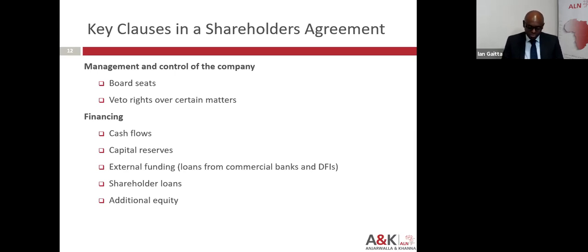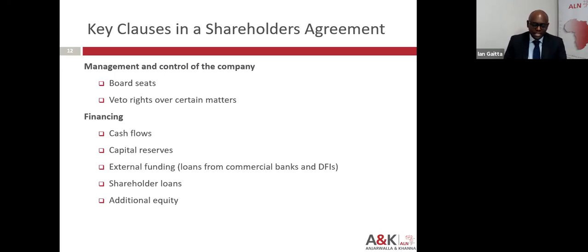And of course, additional equity, to the extent the parties would want to finance by way of additional equity, then on what terms, and what should happen to those parties that for a variety of reasons may either be unwilling or unable to take up additional shares? Should they be diluted or not?